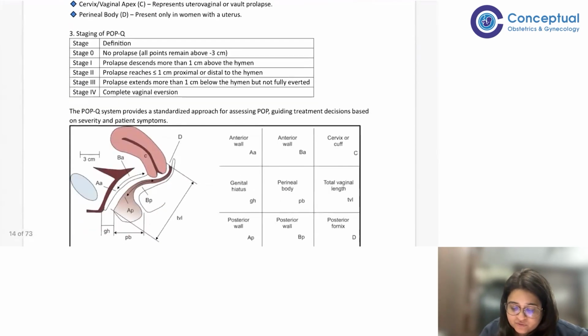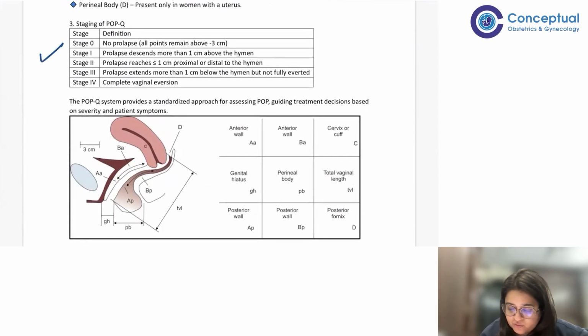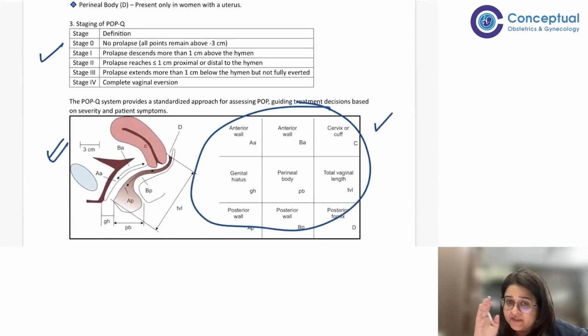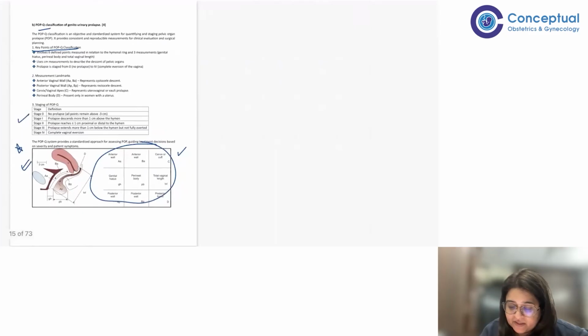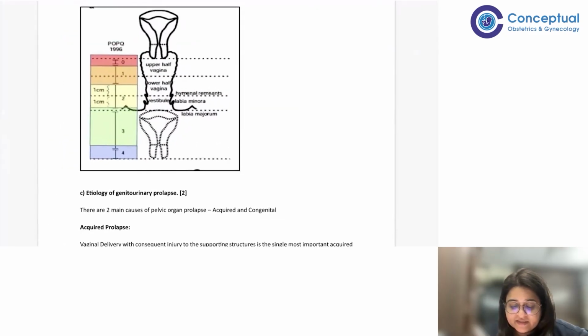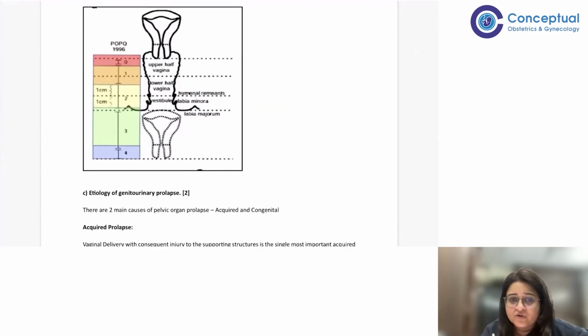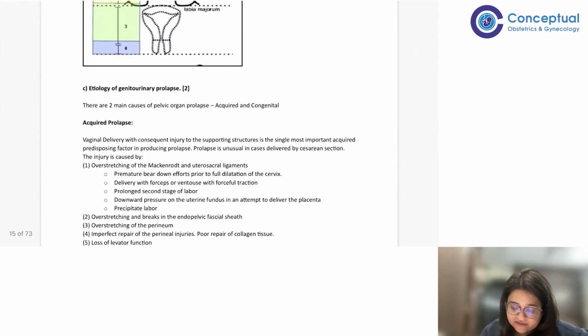Okay, then you have to mention the staging. You should also draw this diagram, at least, if not this detailed diagram, at least this grid has to be drawn: AA, BA, C, GH, perineal body, TVL, AP, BP, D. So this is very, very important. And the staging in the end has to be shown. Again, if you can't draw a detailed diagram, it's okay. But mention what is stage 0, stage 1, stage 2, stage 3, and stage 4. Okay, so POPQ, draw a lot of images and your job is done.